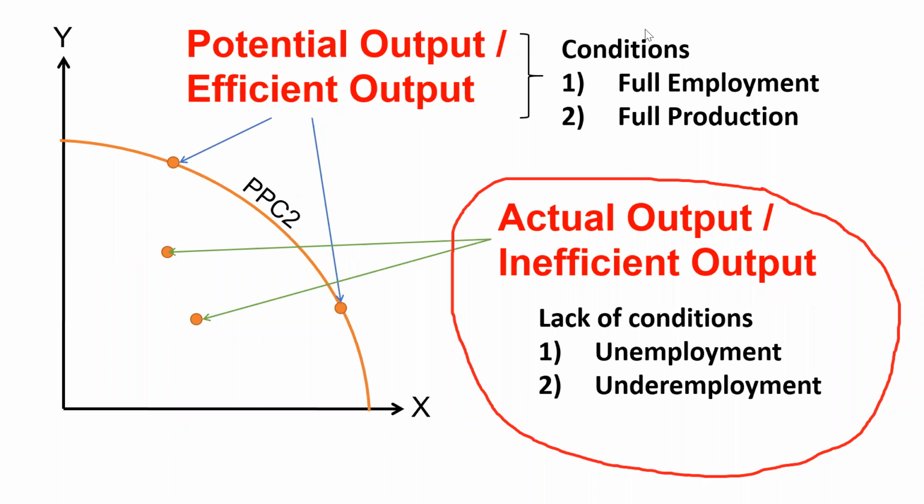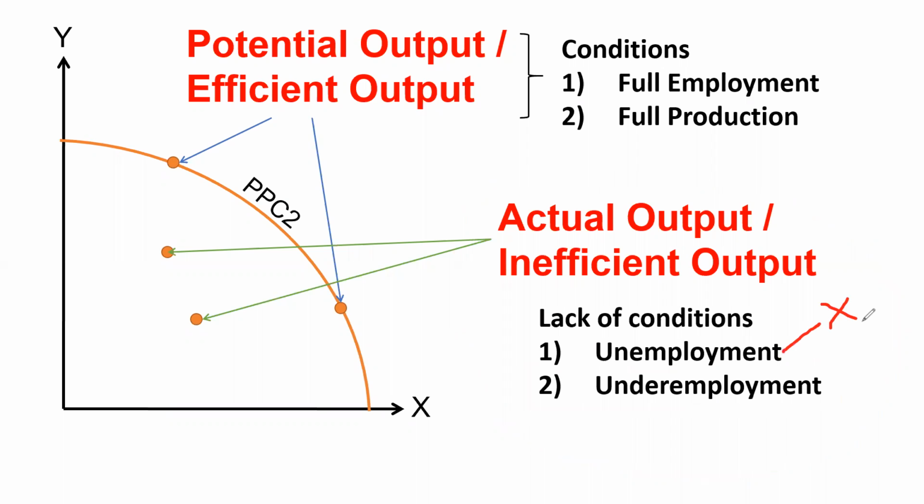What do you mean by unemployment? Resources are not used in a production. What do you mean by underemployment? Resources are used but not gaining maximum contribution. Right? Unemployment, people don't have jobs. Underemployment, people have jobs but not working properly. There are jobs, but no work's done.